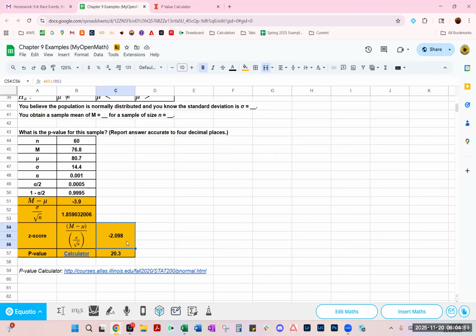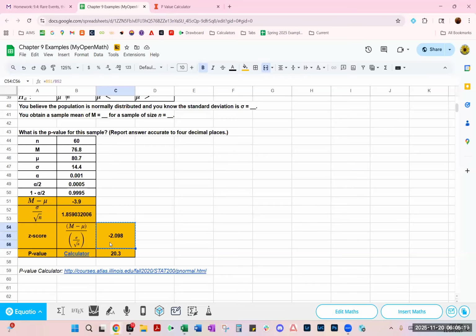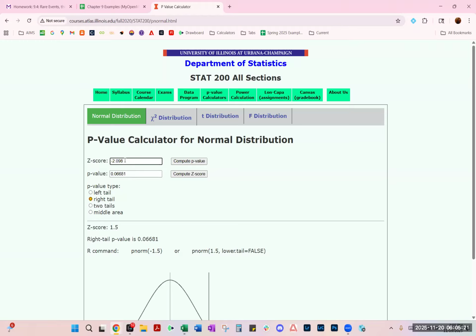2.098. So I'm actually going to copy this number, and I found this p-value calculator online, which actually makes our calculations really easy. Because like I said, then you don't have to worry about using a table. So I'm actually going to copy and paste our z-score from the Google Sheets here. So we have, remember that was negative 2.098. I'm going to paste that here in our calculator, and I'm just simply going to click on compute the p-value.